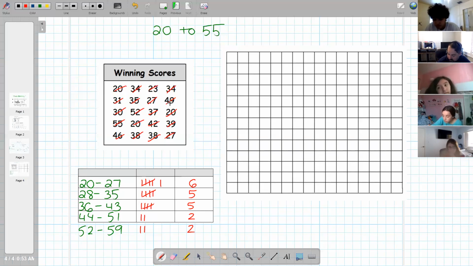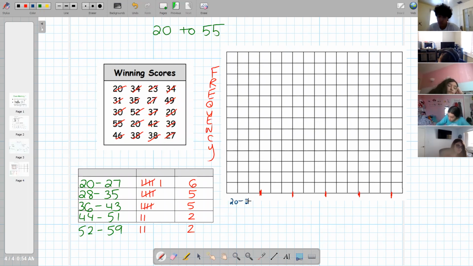And we are now going to set up our histogram. In our histogram, on the y-axis, we're going to write frequency, right? How often did something happen? Frequency. And on our x-axis, we're going to put our intervals. I think I have room to do this. Yeah, I do. I have room to make each bar be 3 units wide. And we're going to go from 20 to 27, 28 to 35, 36 to 43, 44 to 51, and 52 to 59.